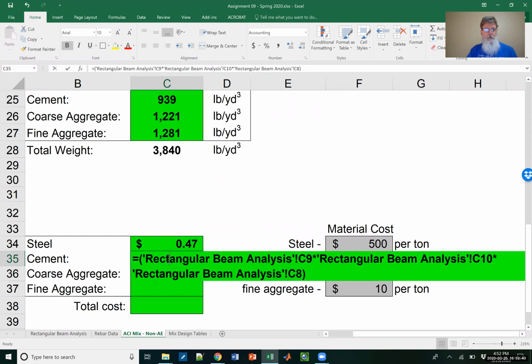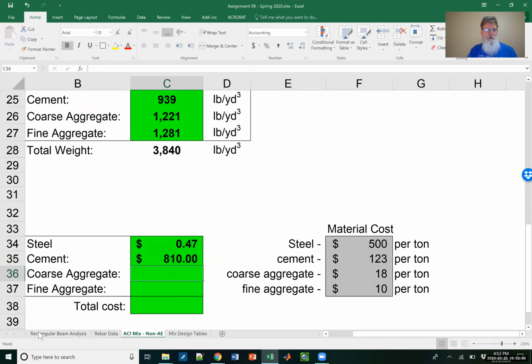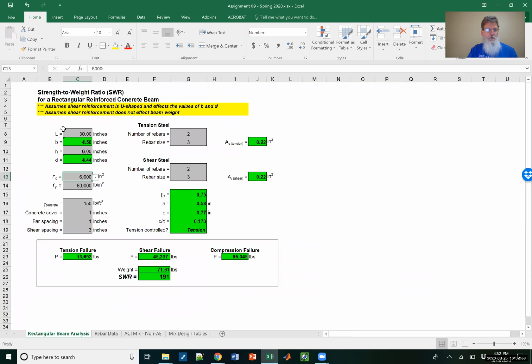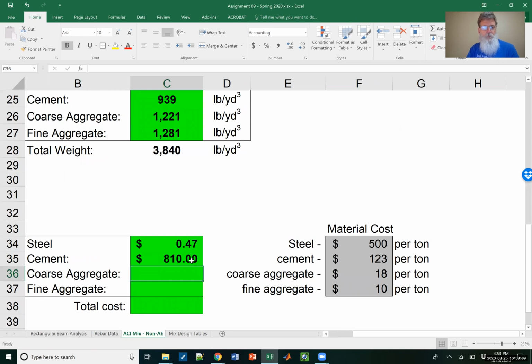If you look at that again, you can see I've just gone to the reinforced rectangular beam analysis sheet, and I've multiplied C9, C10, C8. A quick check shows you that those are these values right here, the volume of the beam. Okay, so what do I do next?